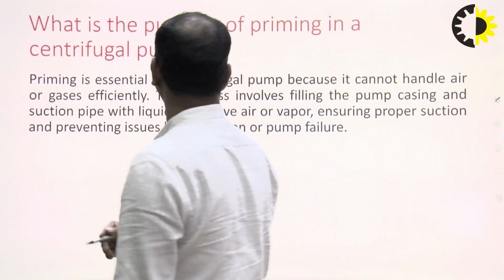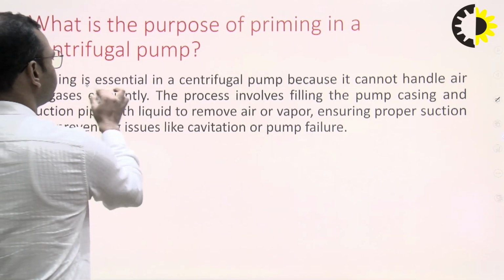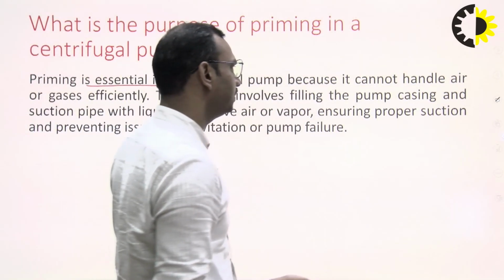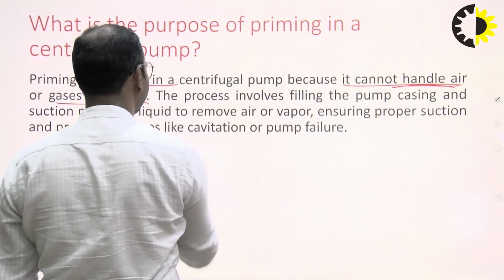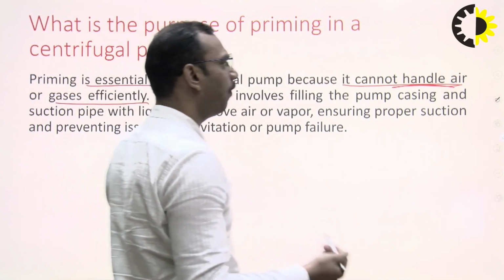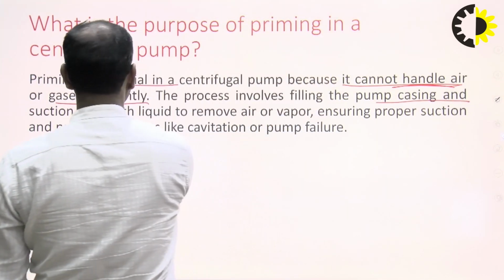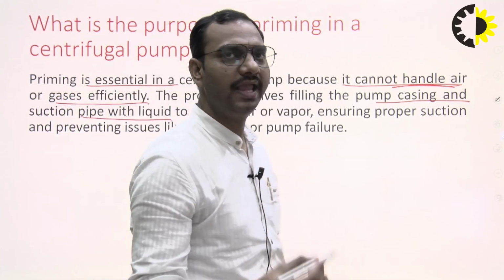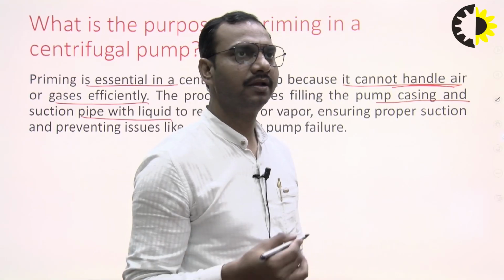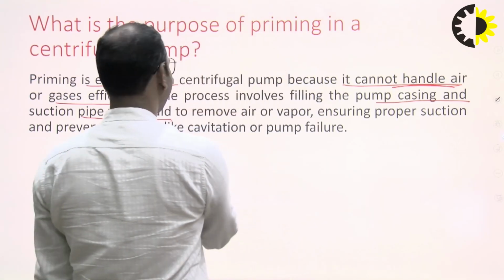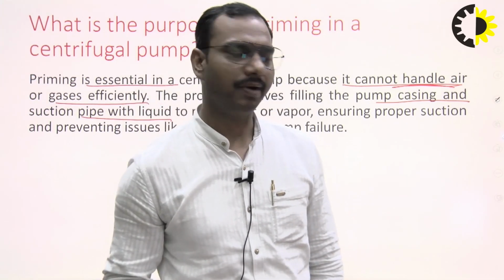Then what is priming of a centrifugal pump? So basically, priming is essential in a centrifugal pump because it cannot handle air or gases efficiently. So the process involves filling the pump casing and suction pipe with liquid to remove air or vapor, ensuring proper suction and preventing issues like cavitation or pump failure. This is called priming of a centrifugal pump.